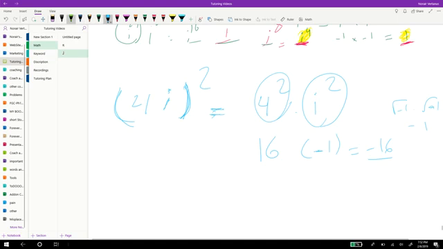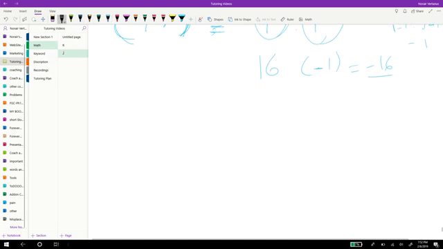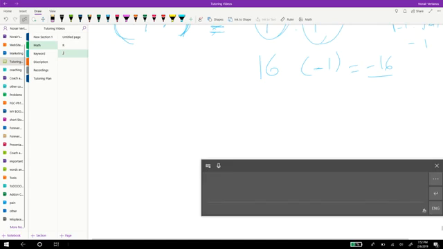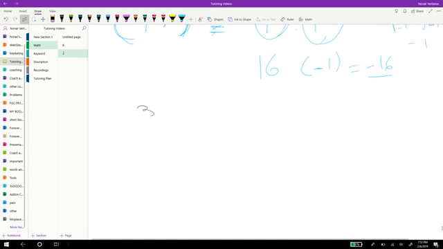So what is the next one? It's 3i plus 2i minus 5. So 3i plus 2i is just simply adding. It's like 3x plus 2x, 5x, right? 3i plus 2i is 5i minus 5. That's done. We cannot simplify.